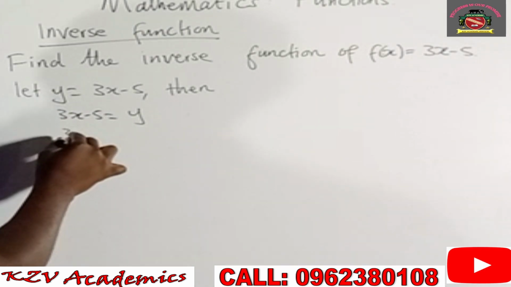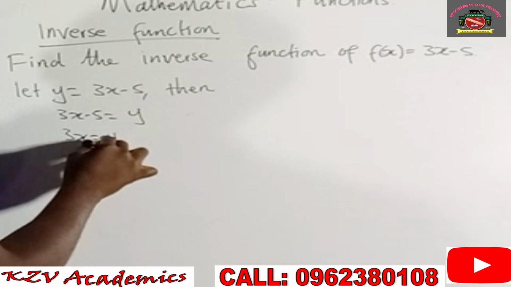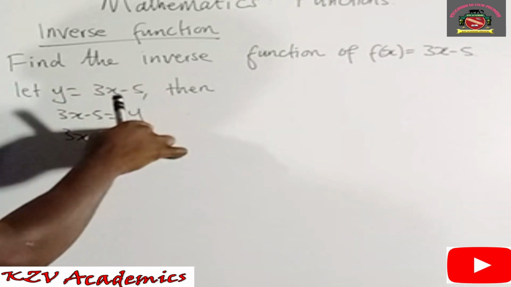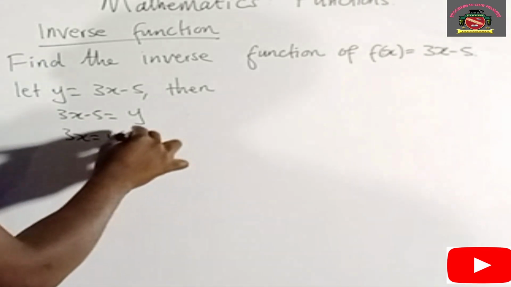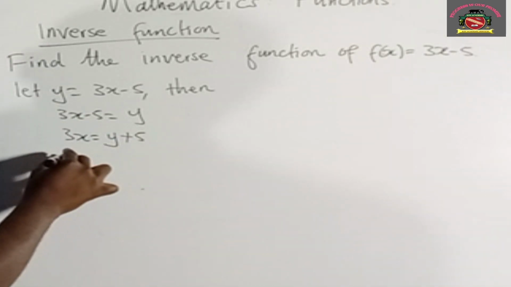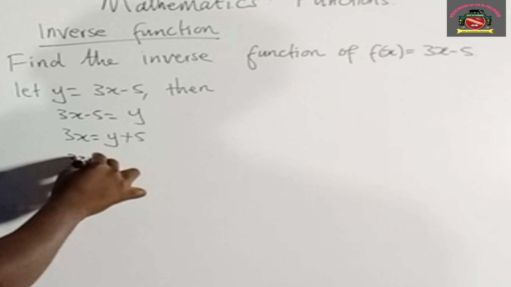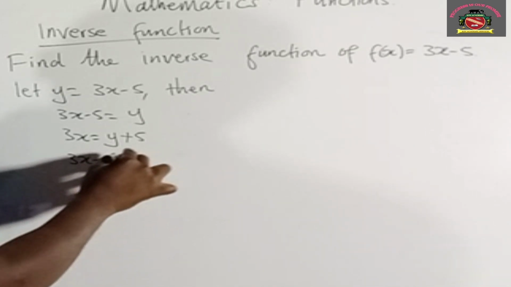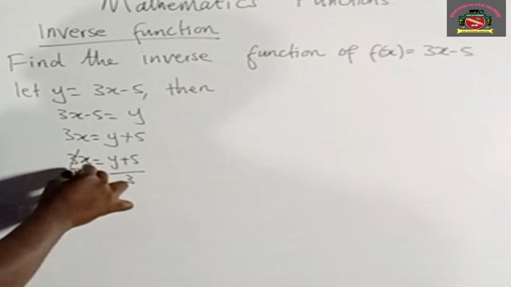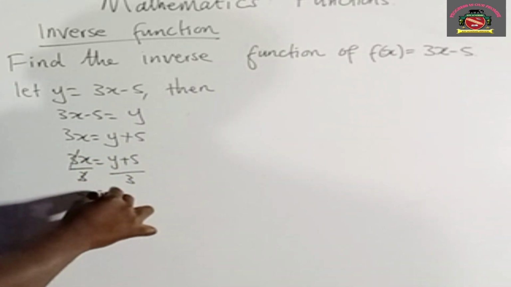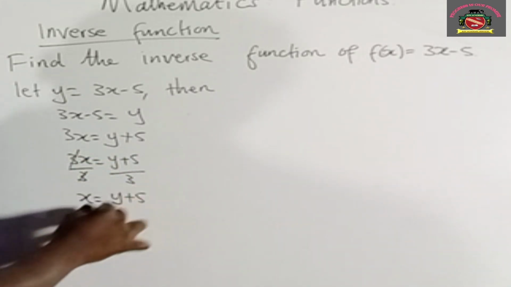So here we say 3x is equal to y. We take negative 5 to the other side. Once it crosses the equal sign, what we get is positive, so we have positive 5. Now, 3x is equal to y plus 5. Then divide this by 3, and this one goes. So we have x is equal to (y plus 5) over 3.